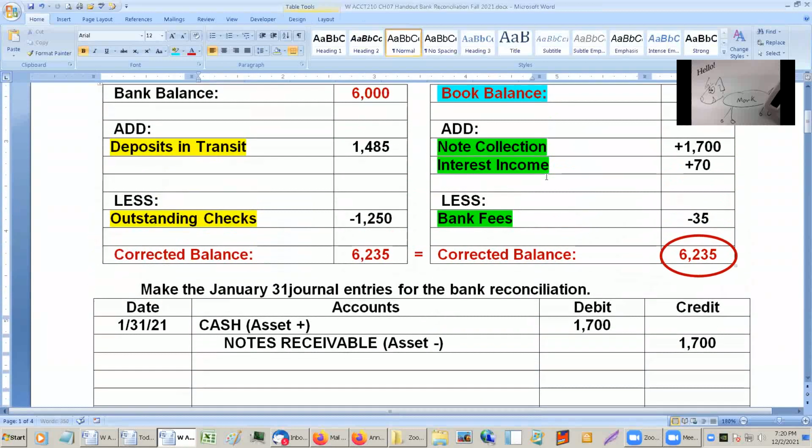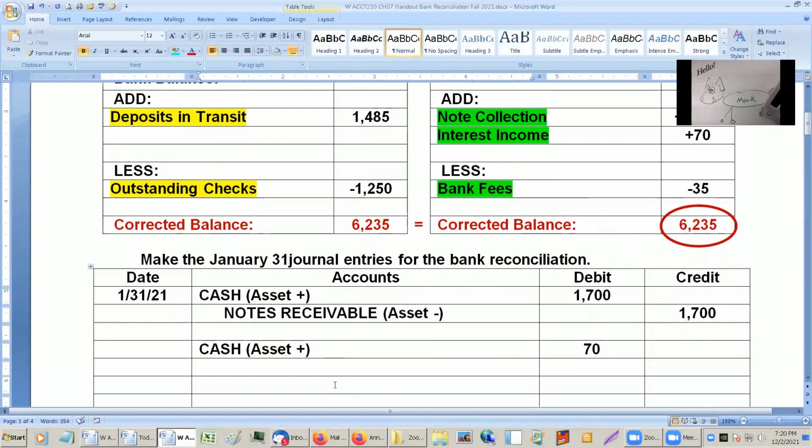Okay, interest income. Is this cash going up or down? Cash going up. And the other side would be probably just interest income. It could be interest revenue. It's some kind of a revenue account. You know, money coming in, basically.